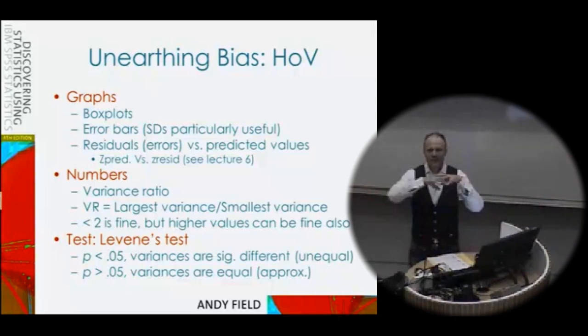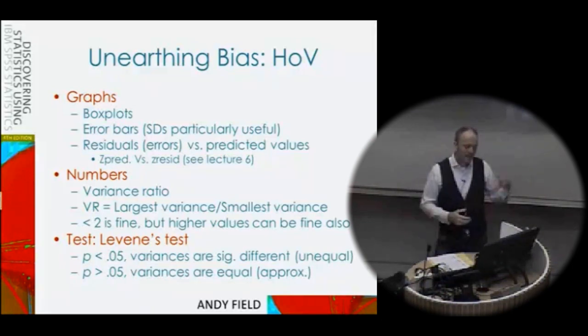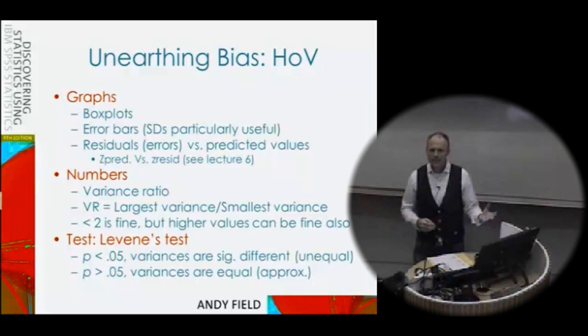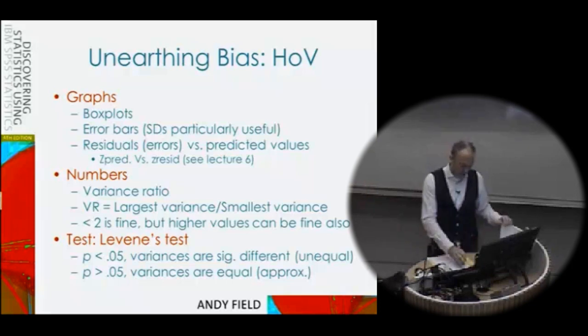So again, when you're looking at data, you don't just use one of these. You would do lots of things: look at graphs, maybe do Levene's test, look at the actual variances themselves, and then pull that evidence together to make some kind of decision about whether you think you have a problem or not.